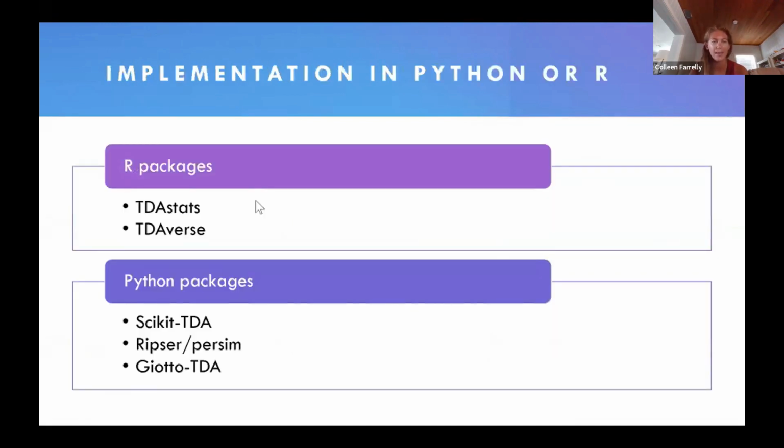There are a lot of implementations in R and Python. So we have a couple of R packages that do this and a couple of Python packages that do this, including scikit-learn, which can be really useful if you're getting started in Python and you're getting started in persistent homology.